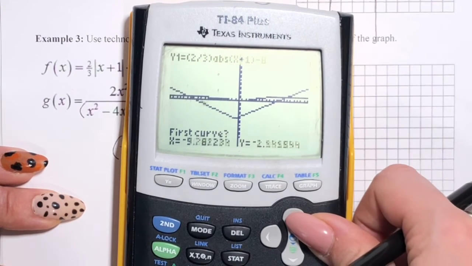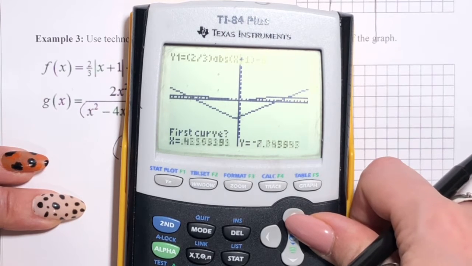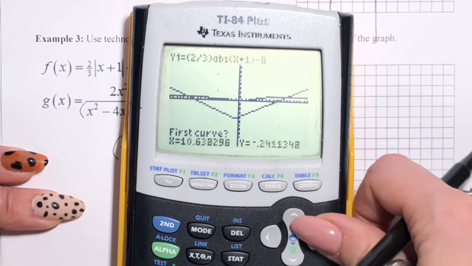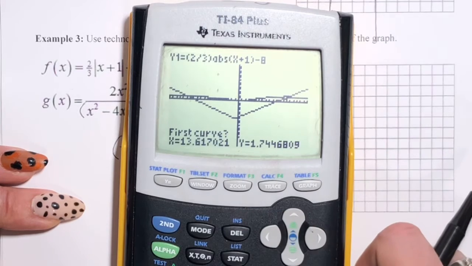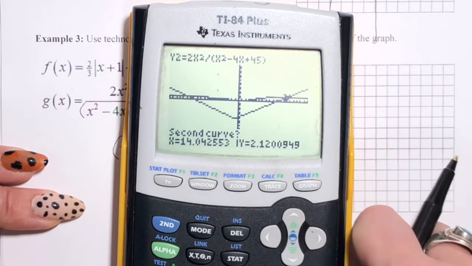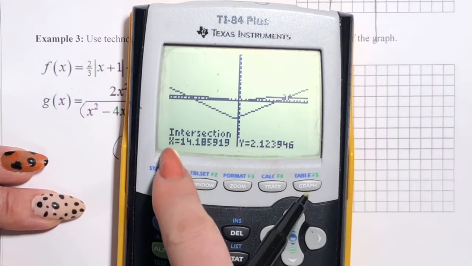Now scroll over. This is where we need like awkward elevator music to be playing in the background while we wait. Almost there. Okay, so we're on the first curve, push enter. Second curve, push enter, and then guess, push enter. And we get our second intersection.